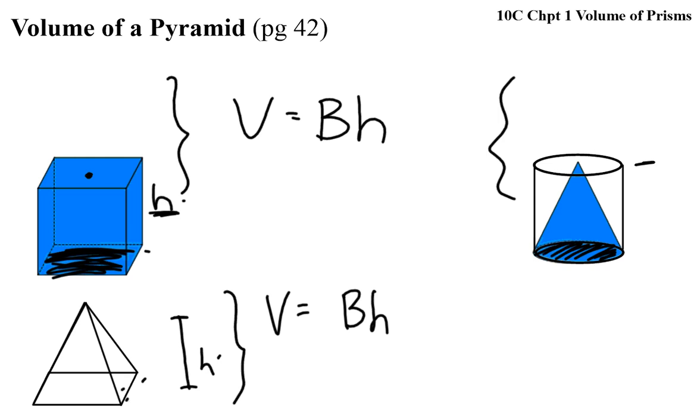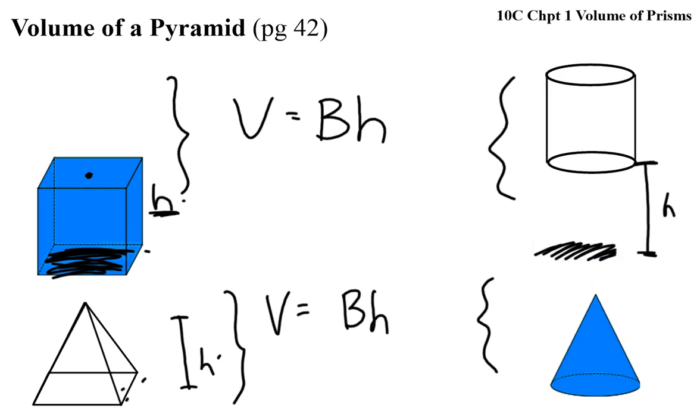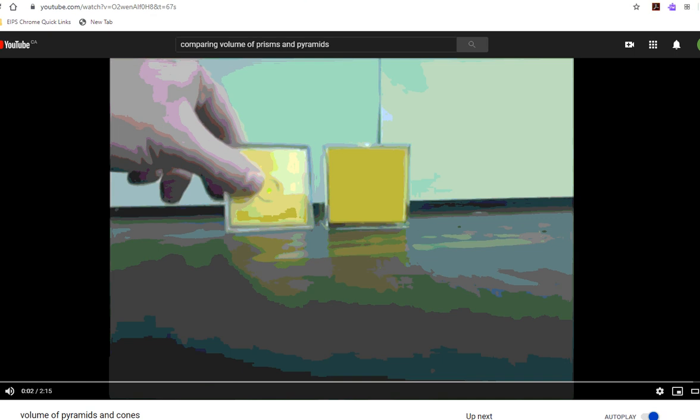And the height of the cone and the cylinder is exactly the same. So again, even though this is a cone down here, I've technically got the exact same stuff. Same base, same height. But we see the volumes aren't the same. Let's watch this video. As you watch it, I'm going to talk about a couple key things on it.